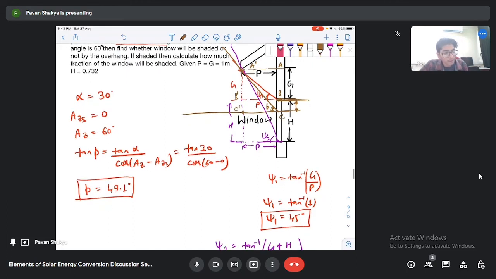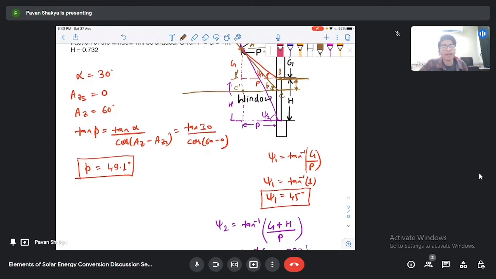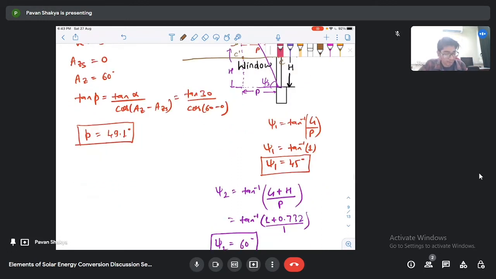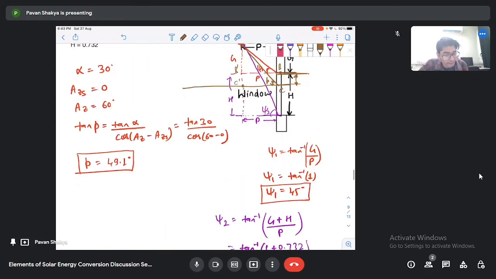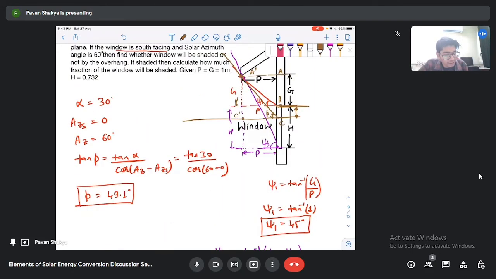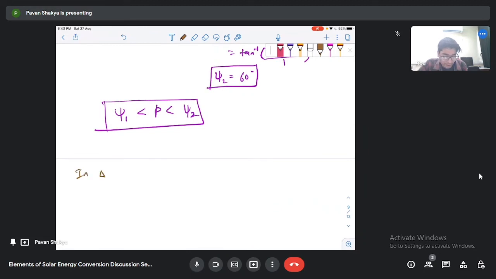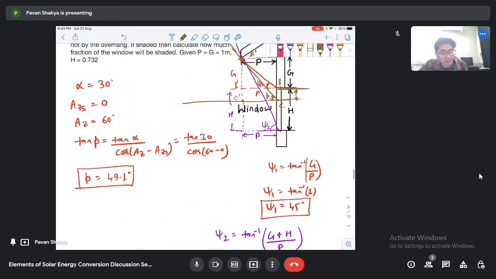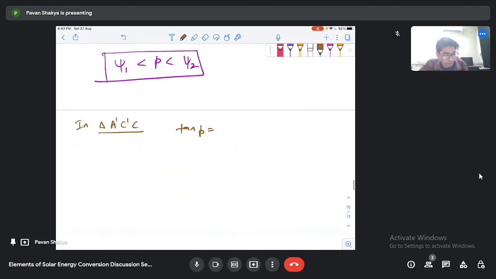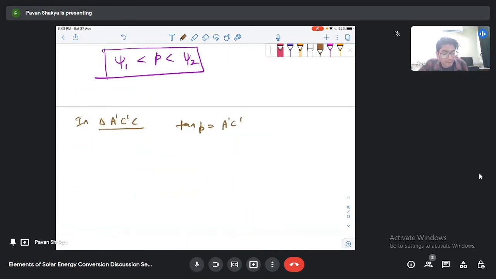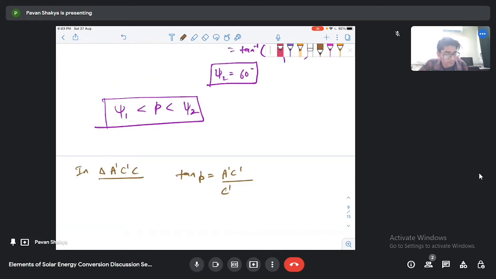So we know the profile angle, that is P, that we have calculated. Okay, and in this triangle A prime, C prime, C, what will happen is that tan P, this tan profile angle, will be equal to A prime C prime divided by C prime C.